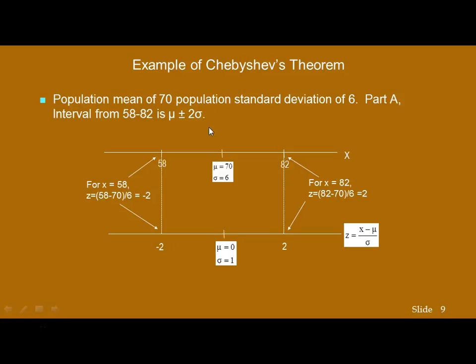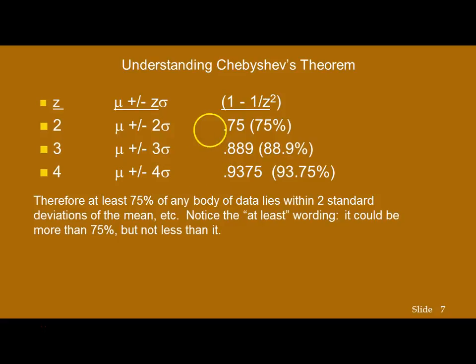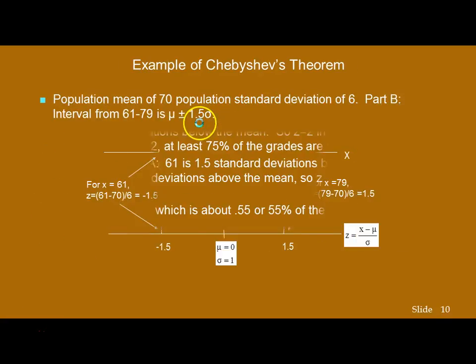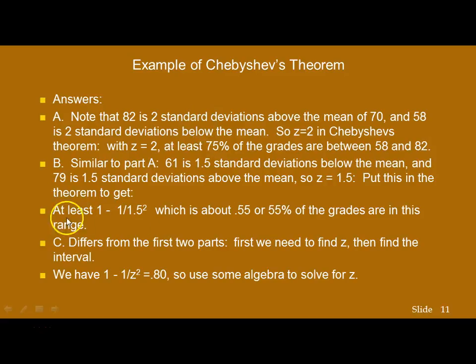Now you have to go back to the theorem and calculate 1 minus 1 over 1.5 squared. Let z be 1.5, square it, take 1 minus 1 over 1.5 squared, and you should get about 55% or so, roughly 55, 56%. So here's part B down here: at least 1 minus 1 over 1.5 squared of the data, which is about 55% or more. So at least 55% of the grades on this exam were between 61 and 79.